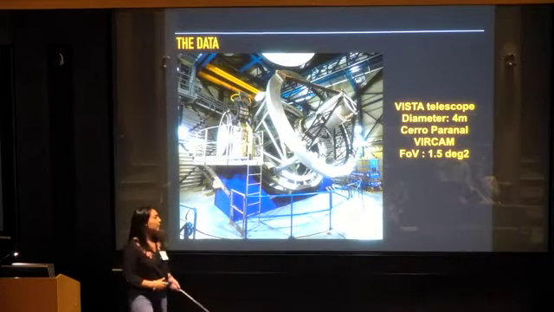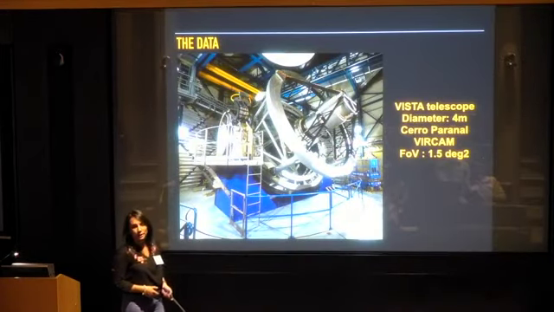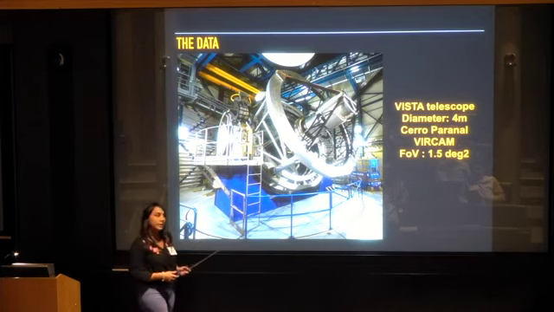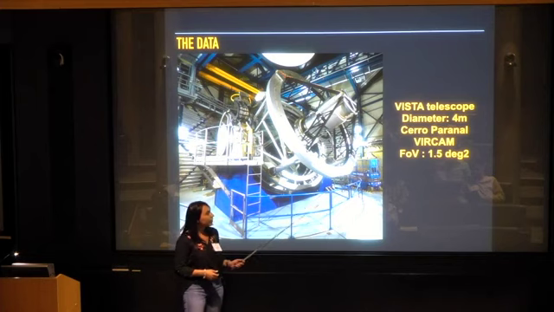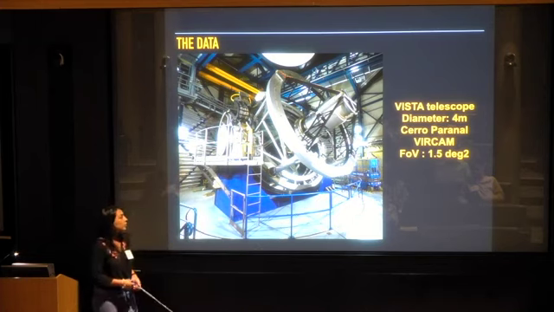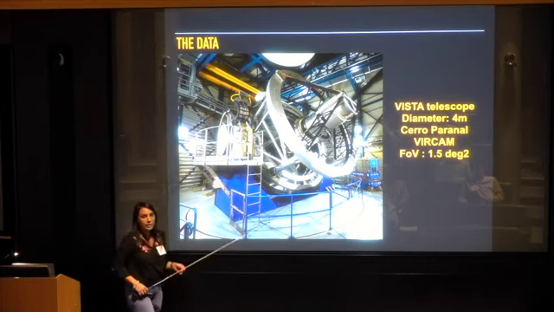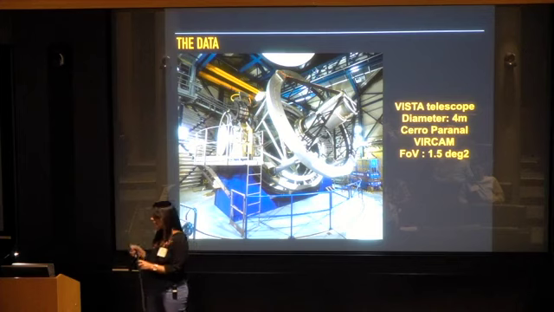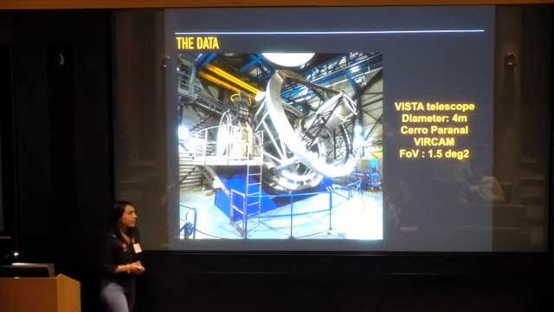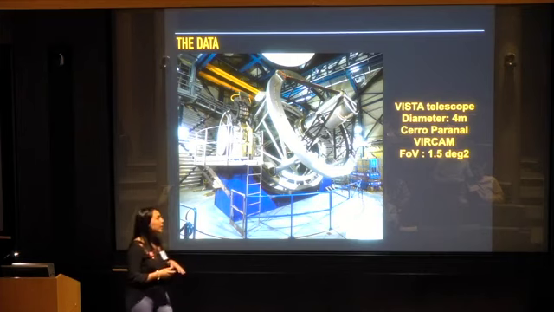So I will briefly introduce what the VVV is. We use the VISTA telescope, which is a 4-meter telescope. The field of view of the VIRCAM camera is 1.5 degrees square, so it's pretty big. And the important thing about this survey is that we are observing in the near infrared, so we can go through the dust in the center of the galaxy, and we can study objects there.